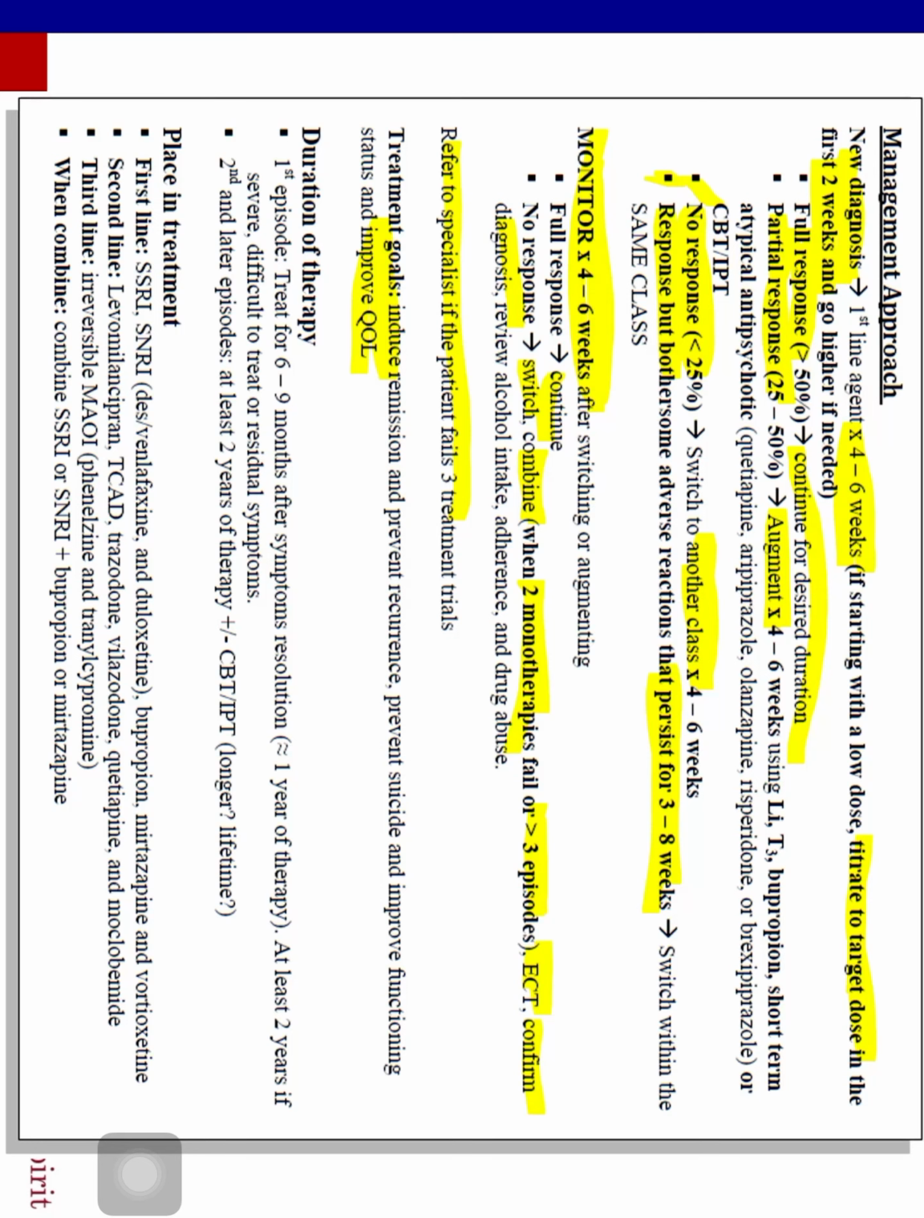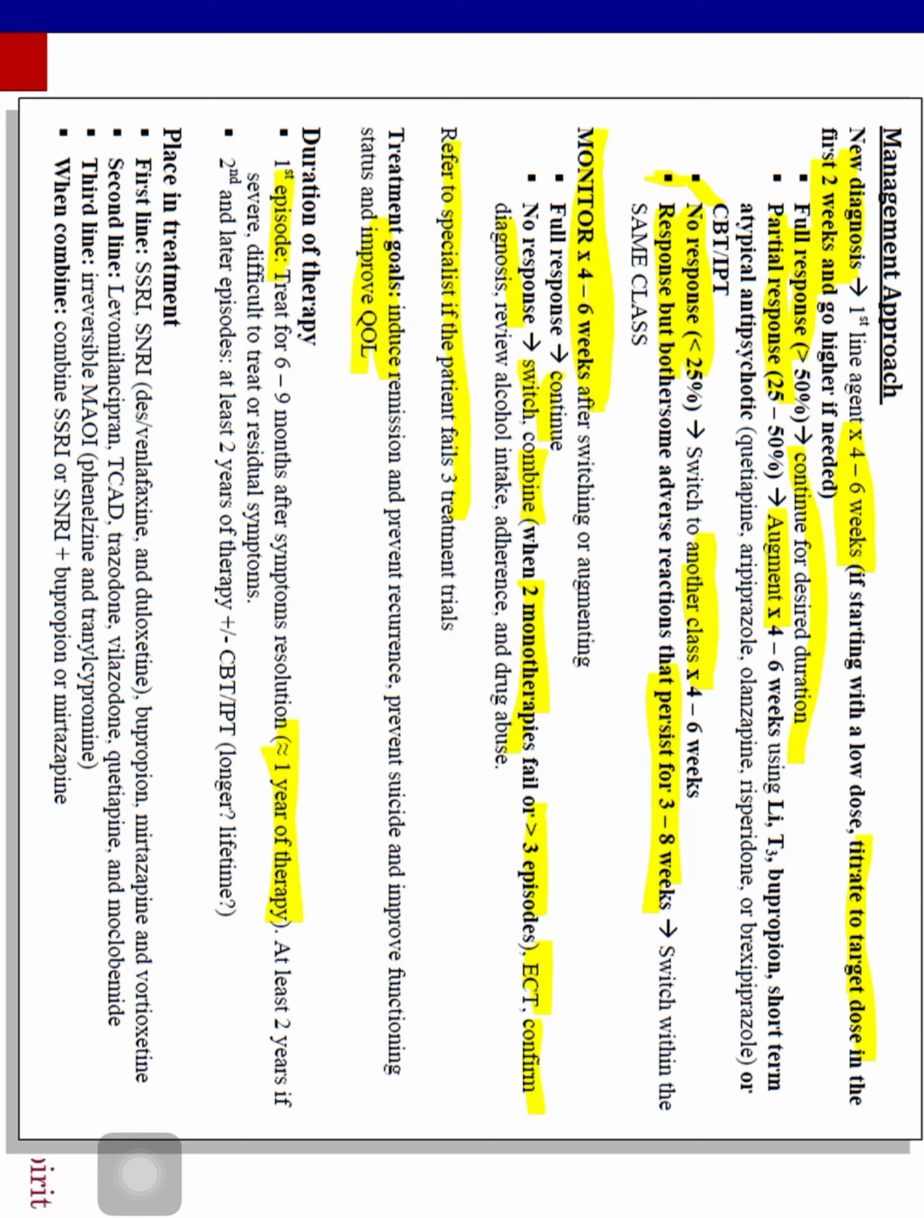For how long do we treat depression? So for the first episode of depression, we treat the patient for 6 to 9 months after symptoms resolution. So if it takes 8 to 12 weeks for the symptoms to improve, that's about 2 to 3 months. And then we go for another 6 to 9 months after that. So we're looking for about 1 year of therapy.